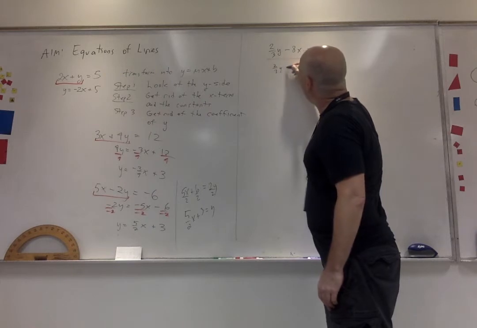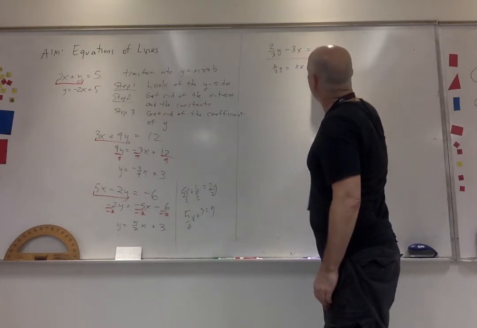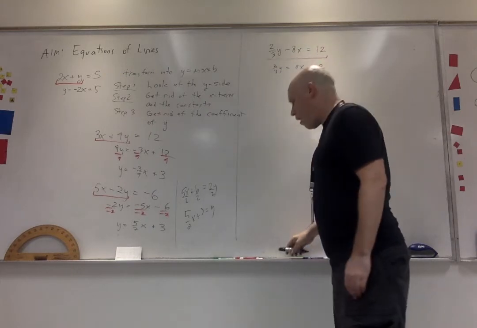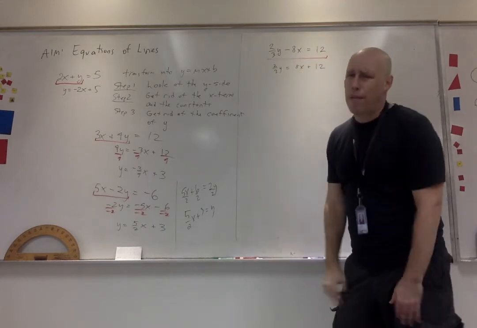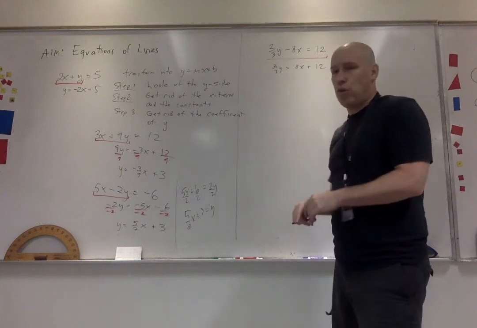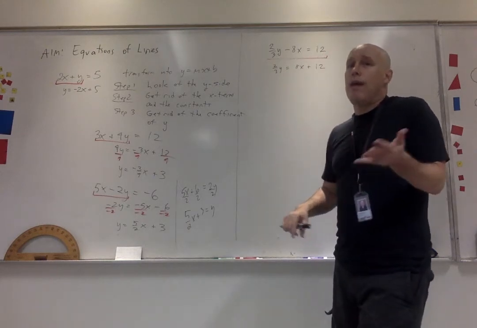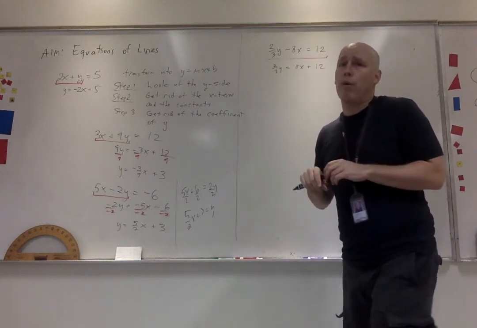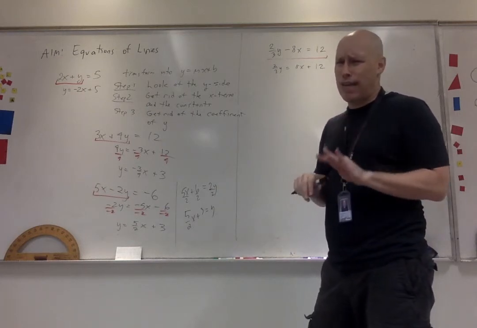2/3 y equals 8x plus 12. Now, the next part might be daunting for some of you. You might say, oh, I can't do that. Well, it's easy. How do I get rid of the 2/3? Well, you're told in an algebra class that you multiply by the multiplicative inverse. Let's just take it easy.